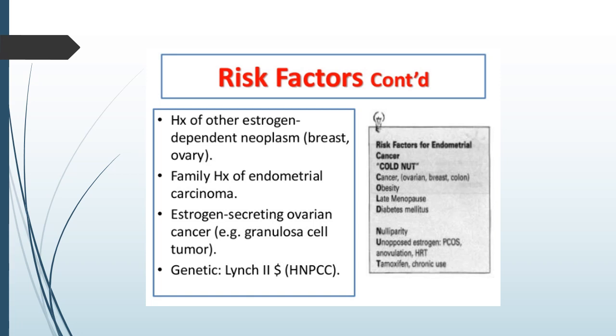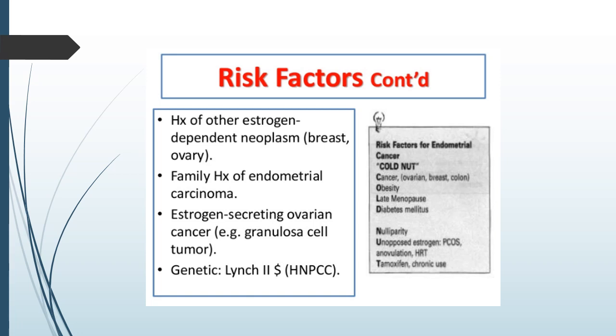Now, history of other estrogen-dependent neoplasms like breast and ovary, family history of endometrial carcinoma, then estrogen-secreting ovarian cancer, for example, granulosa cell tumors. Family history of endometrial carcinoma is important. There is one condition called hereditary non-polyposis colorectal cancer syndrome or Lynch 2 syndrome, in which there is a history of colorectal cancer or other GI cancers, ovarian and urothelial tumors, depending upon the mutation responsible. All these risk factors are for type 1 endometrial cancer. The risk factors for type 2 endometrial cancers are less well understood. I'll discuss the different types of endometrial cancers later.